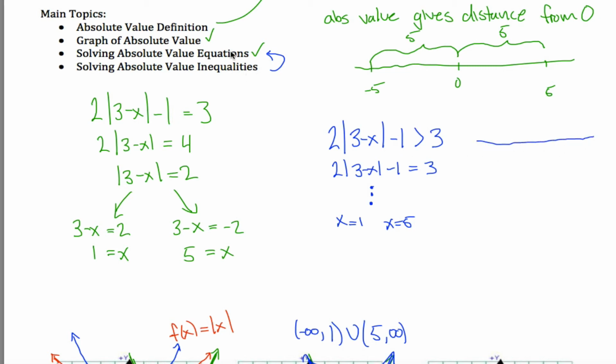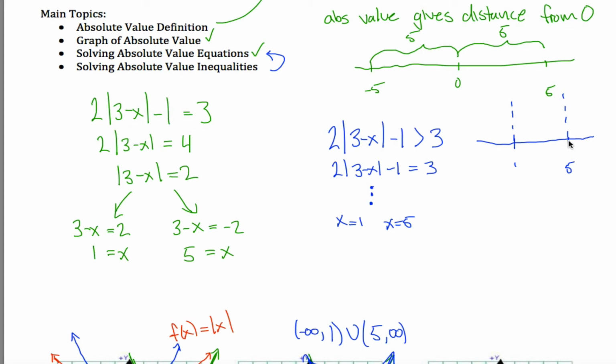And so what you do, step 1, change it into an equality. Step 2, solve that absolute value equality like we did over here. Step 3, create a sign line. A sign line is kind of like a number line. And what you put on your number line are these two solutions, so 1 and 5.